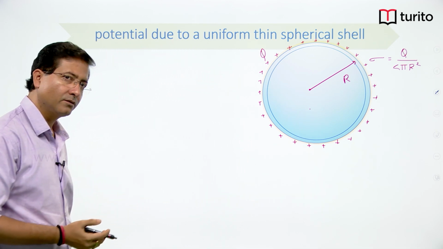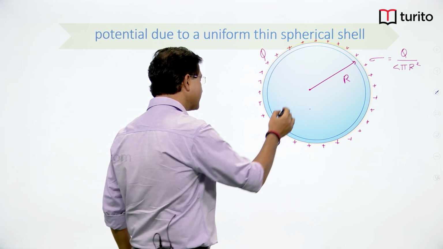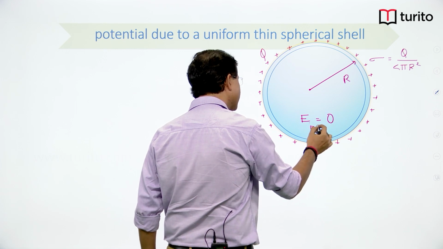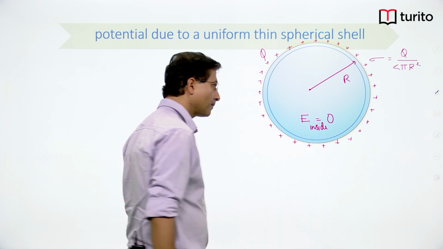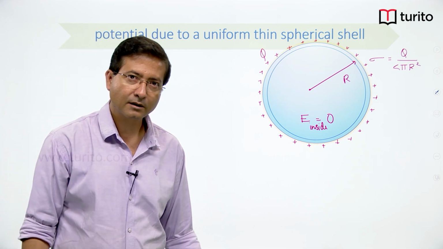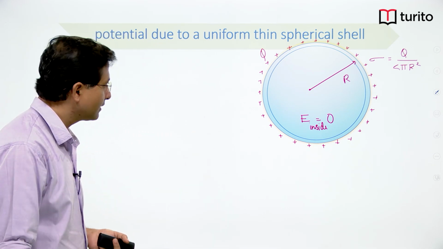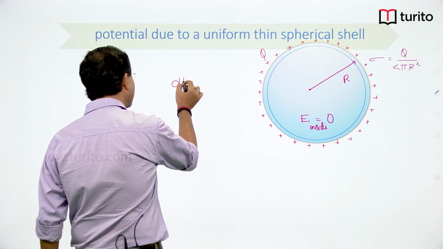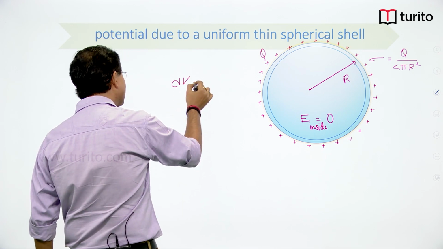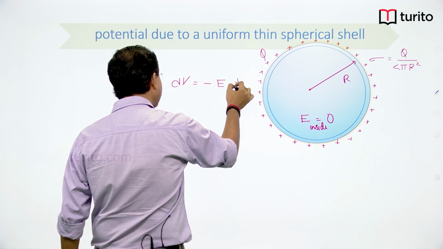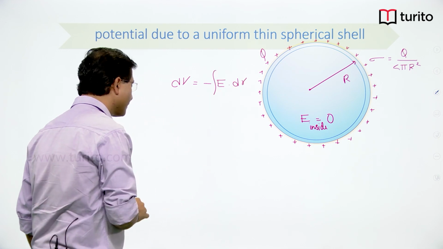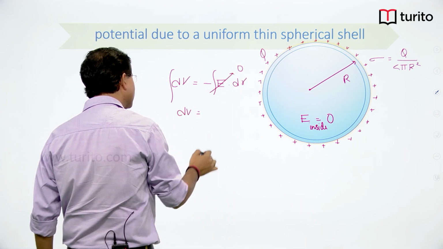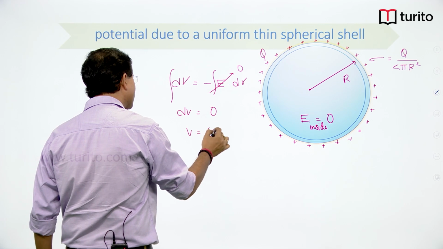At any general point we know, at center it is 0, at any other point inside it is also 0. We have proved this in our field class, right. So, field inside is 0 and we know that if field inside is 0, dV is equal to minus E dot dr. If field inside is 0, that means dV is equal to 0, that means potential is constant.